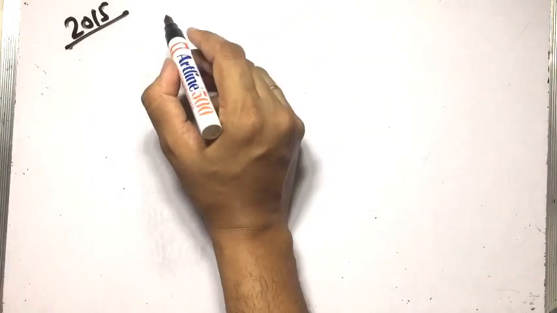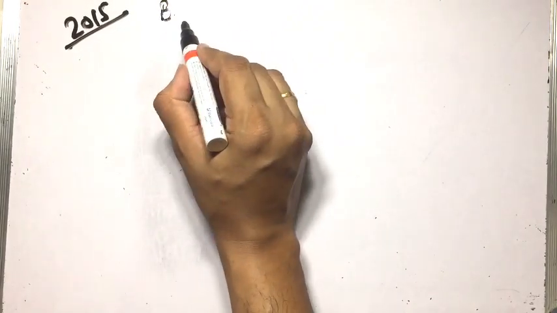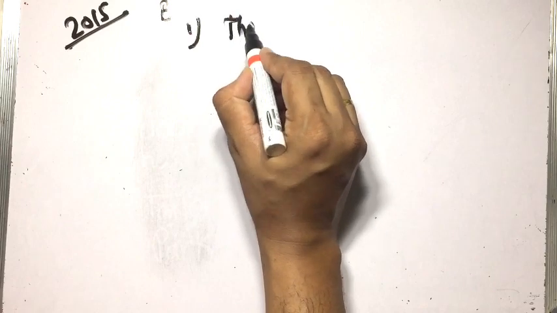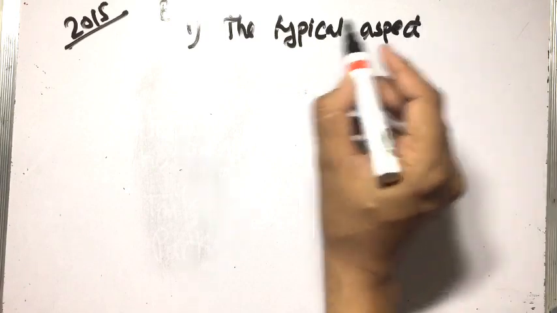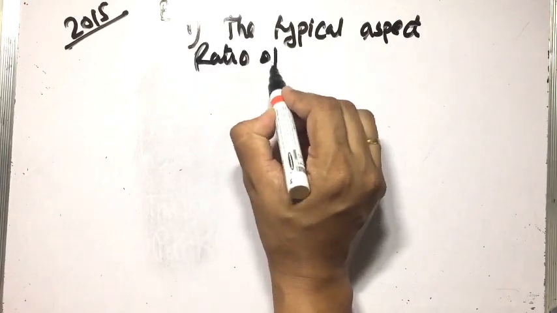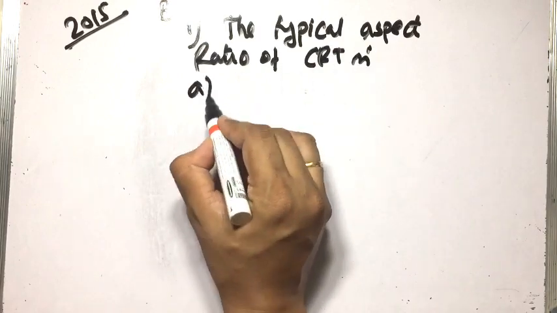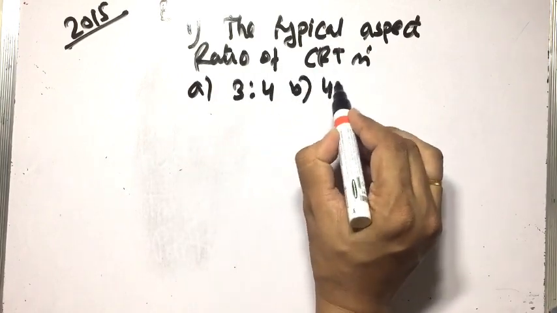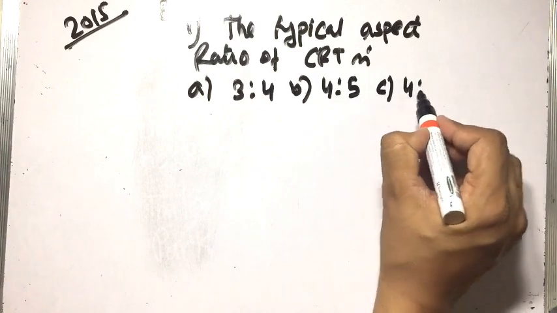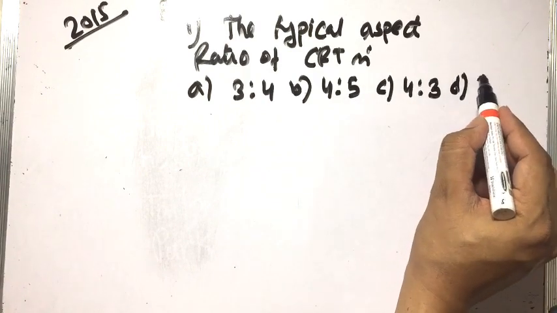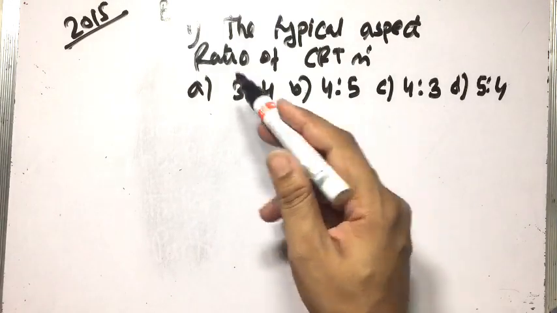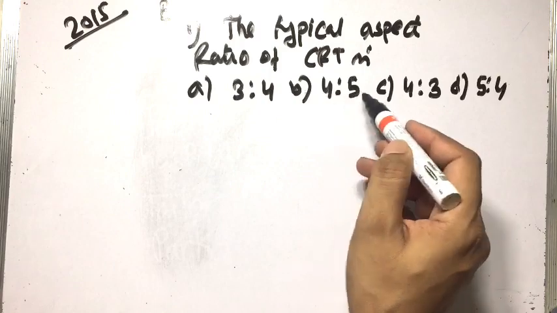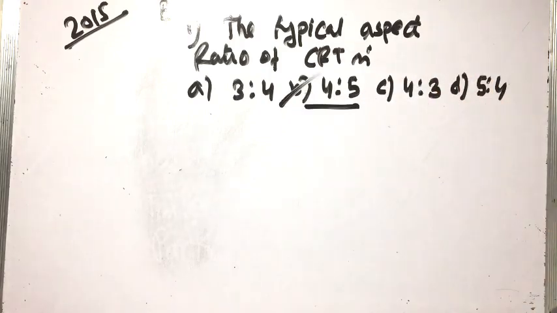The MCQ part, the choice based part. Question number 1. The typical aspect ratio of CRT is option A 3:4, option B 4:5, option C 4:3, option D 5:4. The typical aspect ratio of CRT is 0.8, that is 4/5. So 4:5 is the correct answer.